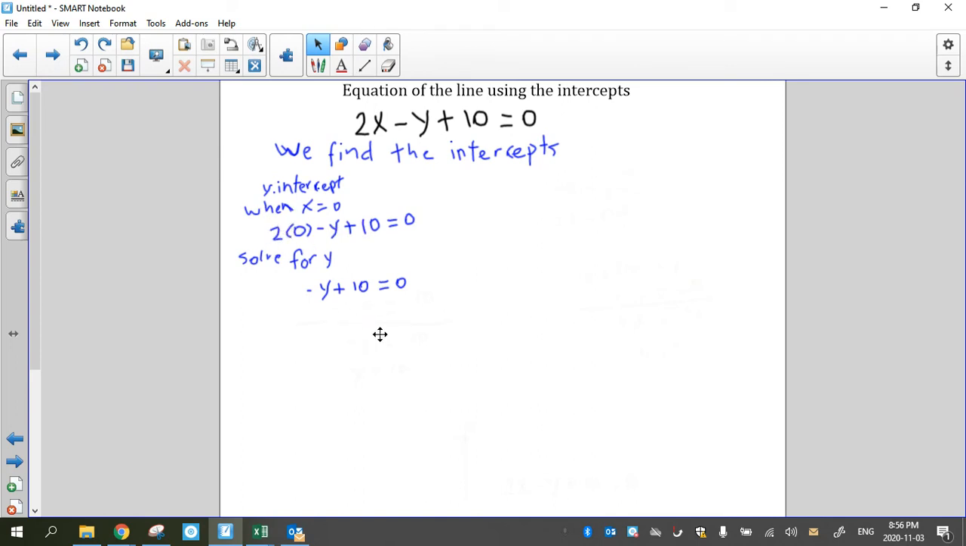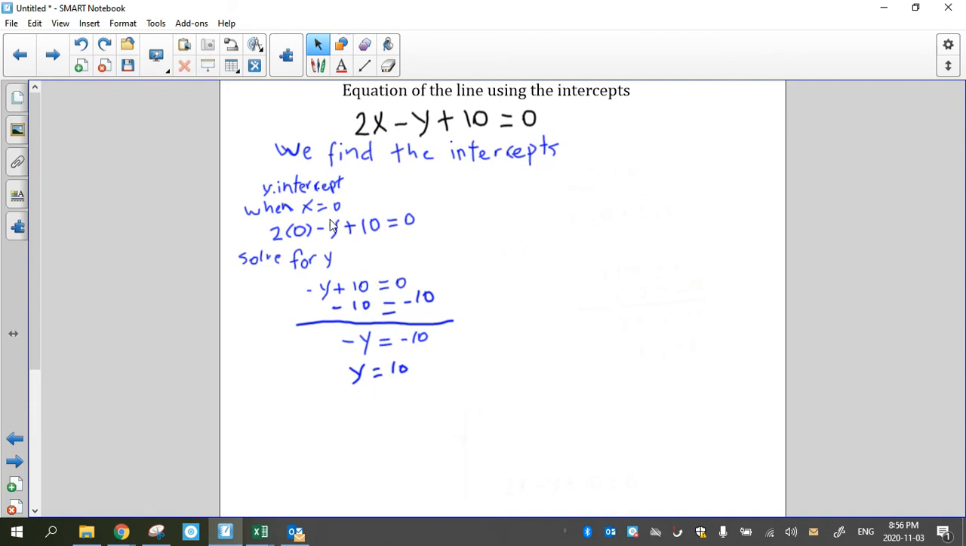So I can see here that I may want to subtract 10 on both sides to isolate the y. When I do this, on the left side, I end up with negative y, and on the right side, I end up with negative 10. We've seen this example before, where we have negative y equals negative 10. That means positive y is going to be the opposite of this number, therefore y equals 10. And that is the y-intercept.